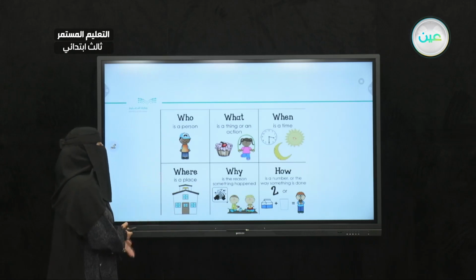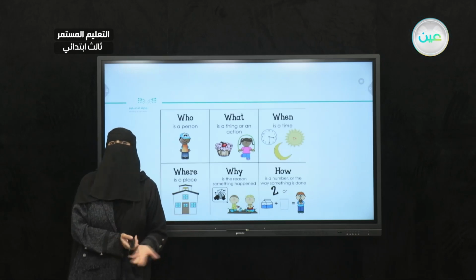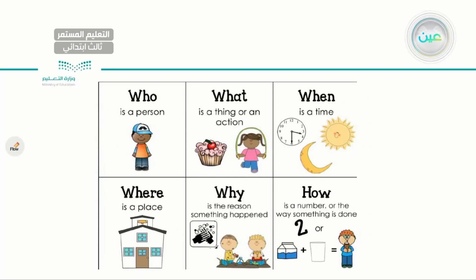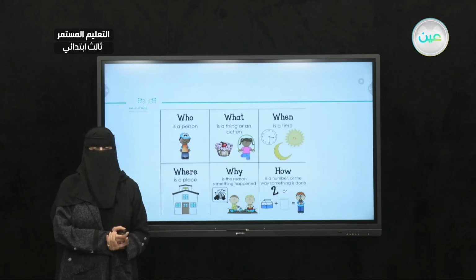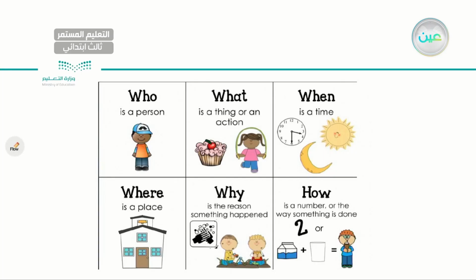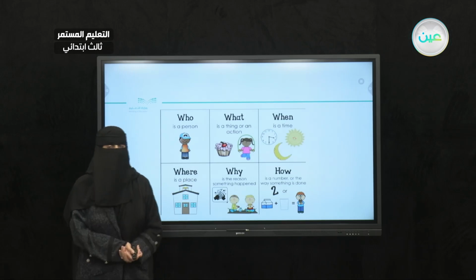Where is often used with places. Where are you from? Where do you work? Where do you shop? Why? If I need the other person to give me the reason. Why is used with a reason for something happening. Why are you late? Because I was sick. How is often used if you want to know about the quantity or the number, or how something is done. For example, if I ask you, how are you, my dear student? You will answer, I am fine. I hope you are fine.